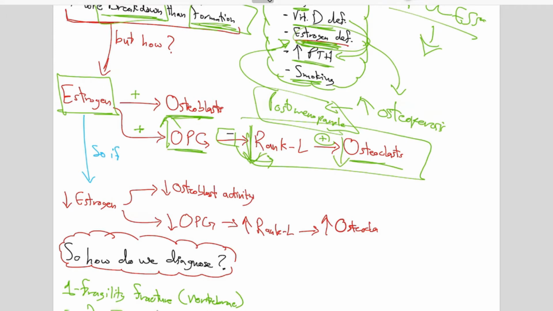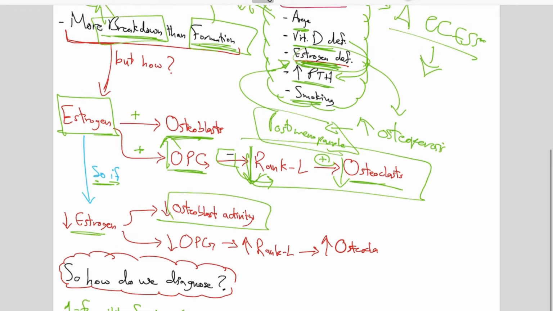So what if estrogen decreases? And this is what we see in postmenopausal women. First of all, there will be a decrease in osteoblast activity. Therefore, there will be decreased formation. That's one problem occurring: less formation. Two, there will be less OPG. Therefore, there will be more RANK-L, and therefore more osteoclasts. And what will this cause?